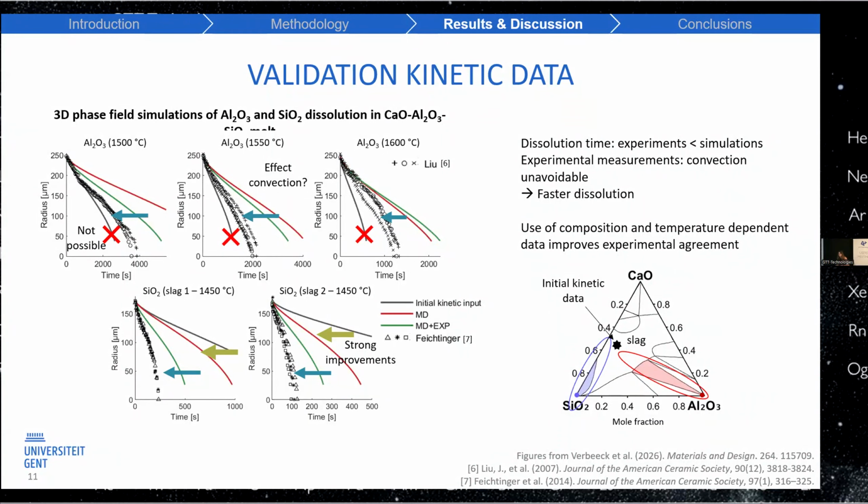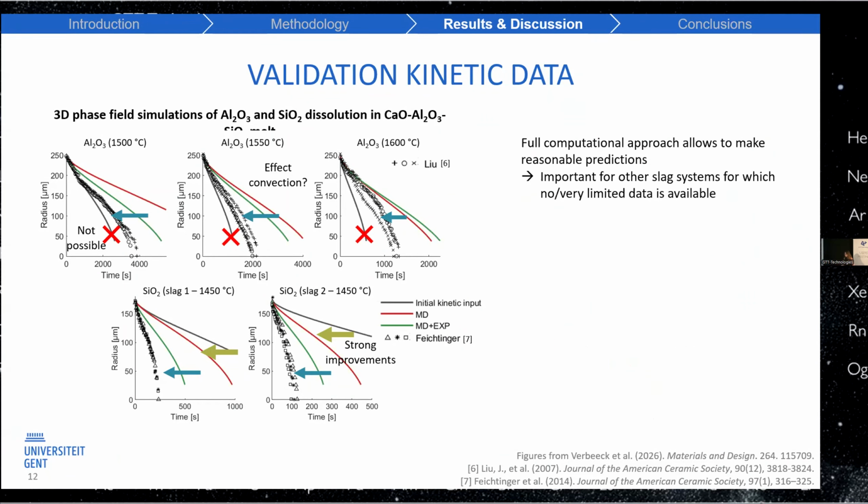So this teaches us that a full computational approach allows us to make reasonable predictions now. Here, for this ternary slag system, we were lucky there were some experiments in the literature allowing us to benchmark and validate our results, but it's also promising for other slag systems where often there are not too many good dissolution experiments available, but it at least gives us a hint that this MD approach could allow us to predict new data.